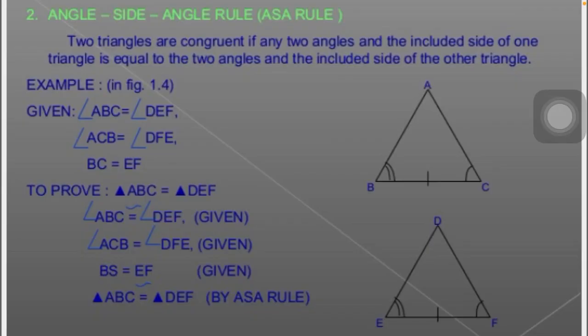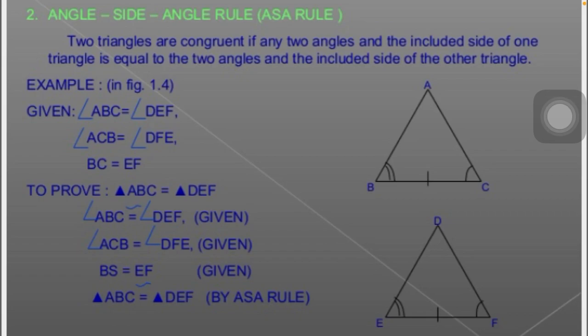So this is how you can prove ASA rule. This is how you can write the proof of congruency by ASA rule. So when you are given the two triangles, first you will write in the given which two angles and one side is given to you equal. So here in this figure I have angle ABC given equal to angle DEF. Next angle ACB given equal to DFE, and then third side, that is BC equals to EF is given.